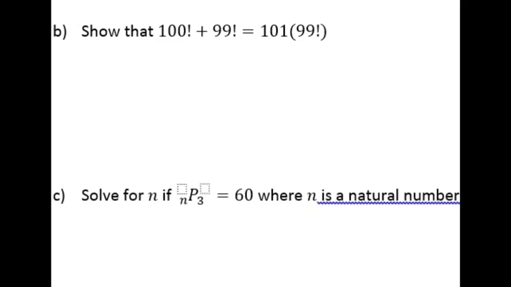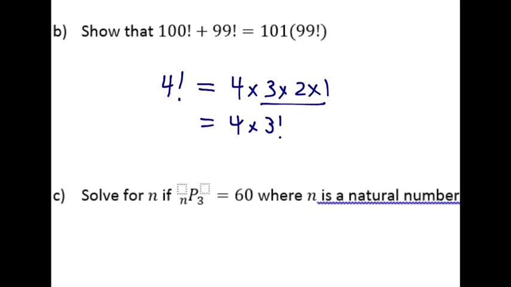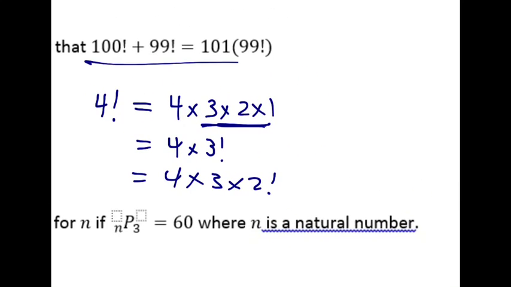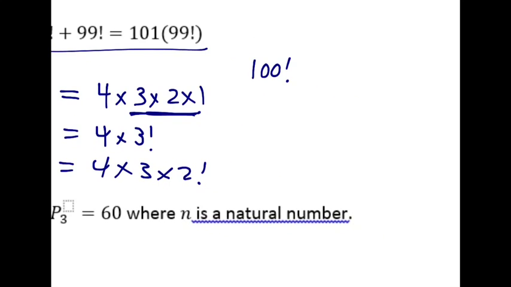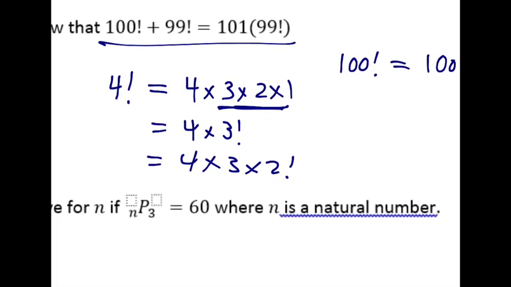Here's how. Before I take 100 factorial, think about just 4 factorial for a moment. I could rewrite 4 factorial as not only 4 times 3 times 2 times 1, that's a long way, but I could rewrite it as just 4 times 3 factorial, because this chunk right here is 3 factorial. You could also go 4 times 3 times 2 factorial, because 2 factorial is just 2 times 1. So for this problem, you can take 100 factorial and rewrite it as 100 times 99 factorial. Same reason as over here.